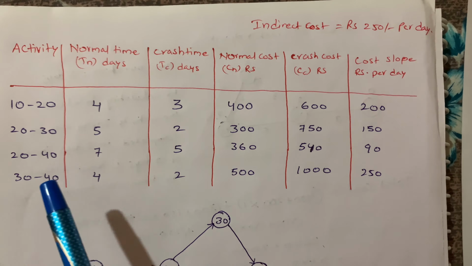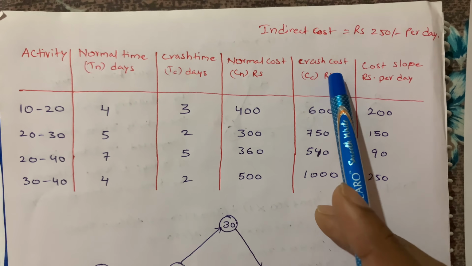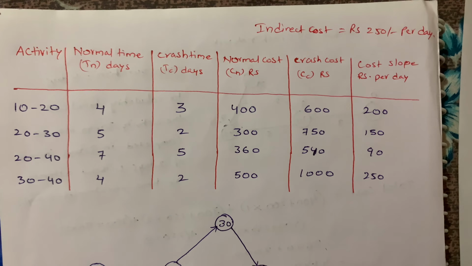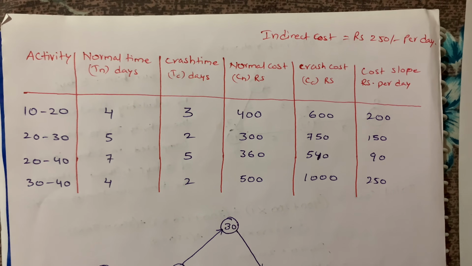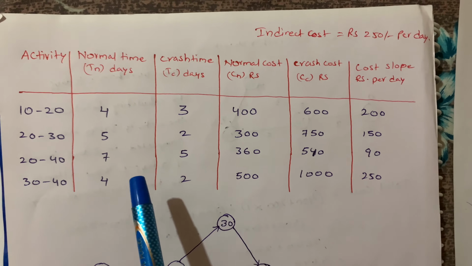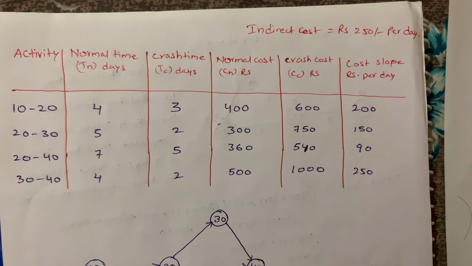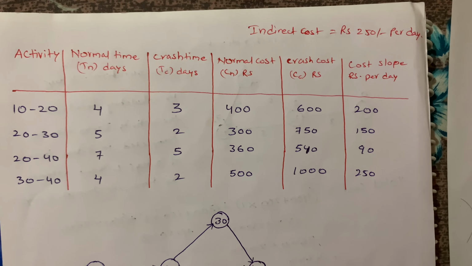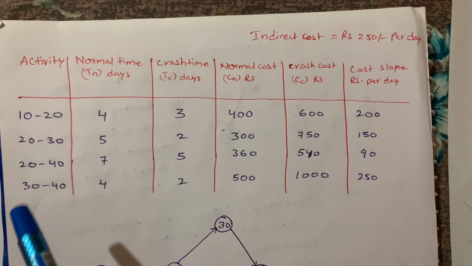Here the activity, normal time, crash time, normal cost, crash cost and cost slope are given. First we have to know normal time. Normal time is the time for performing an activity with the normally available resources. So by using normally available resources, we perform an activity. That is called normal time. And crash time is the minimum time in which an activity can be performed. Suppose 10 to 20 is an activity, it can be performed in a minimum time.